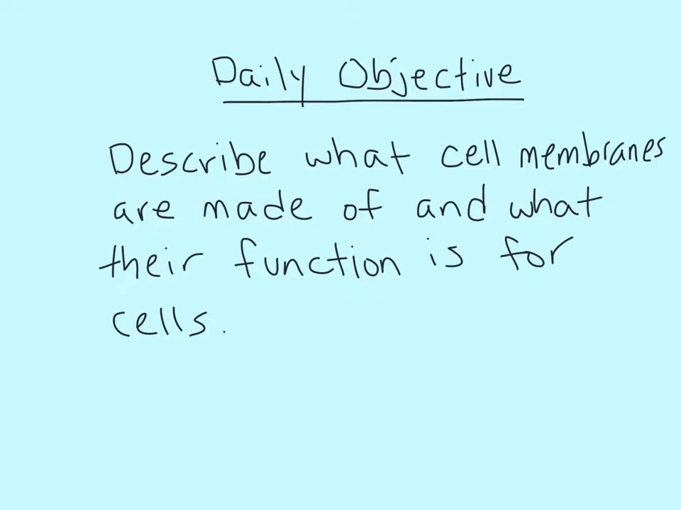And the daily objective for today. So basically, by the time class ends, you should be able to describe what the cell membranes are made of and what their function or their job is. Why are cell membranes important for cells and important for living things? So you should be able to do that by the time you leave class today.